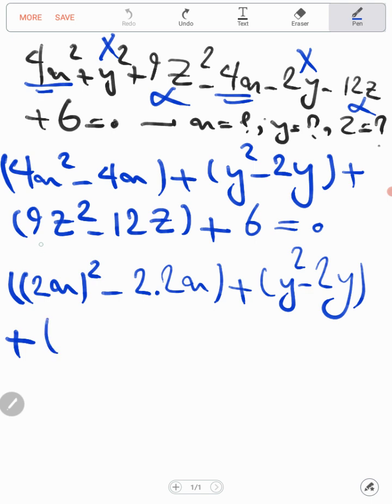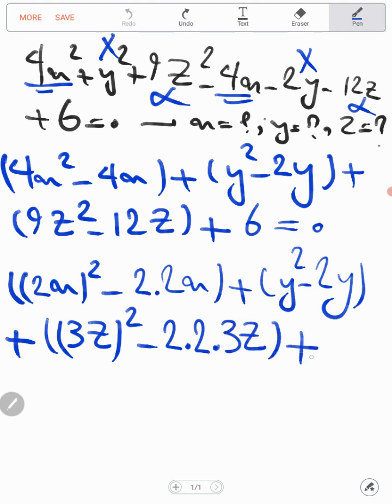In the last parenthesis, instead of 9z squared, I think it's better to put (3z) squared, and instead of 12z, 2 times 2 times 3z, plus 6 is equal to 0.